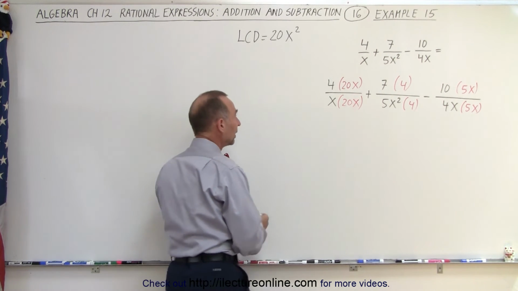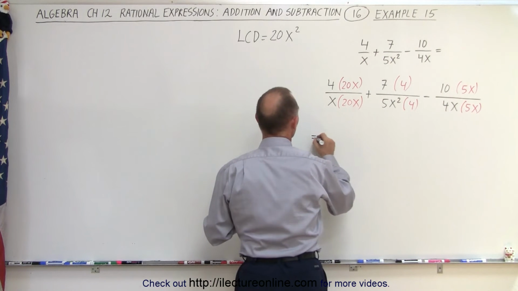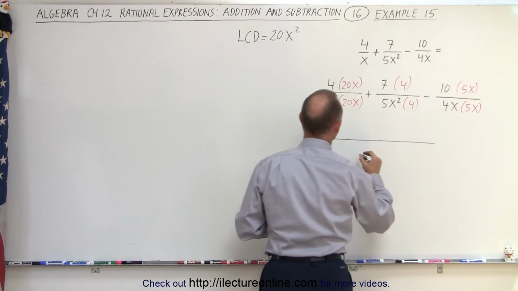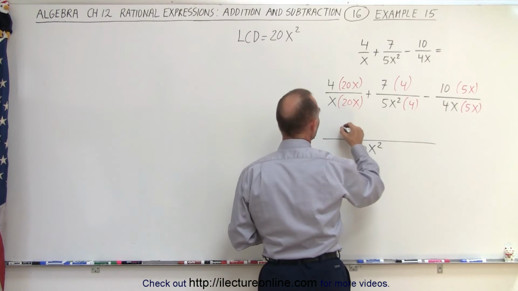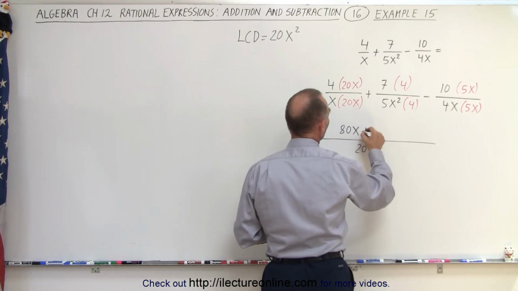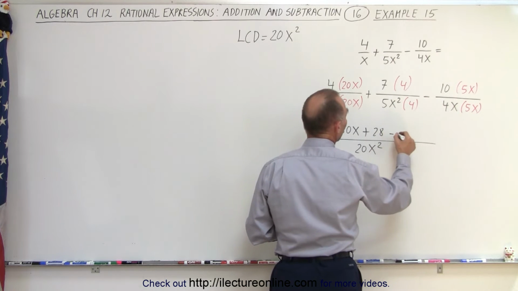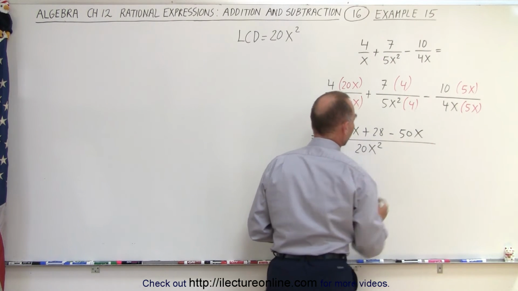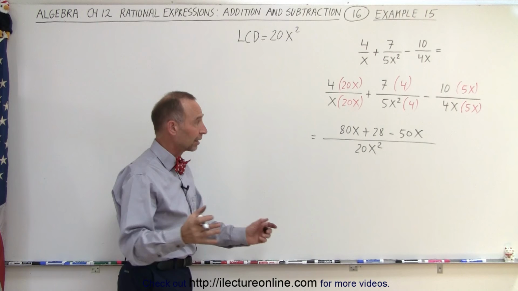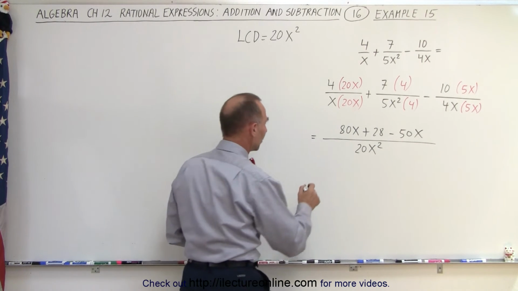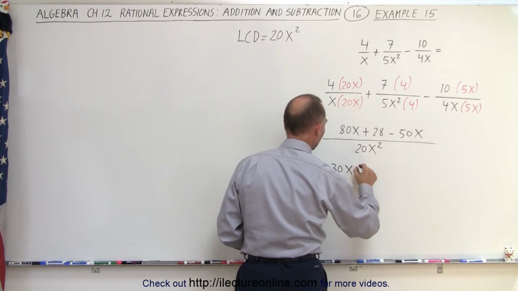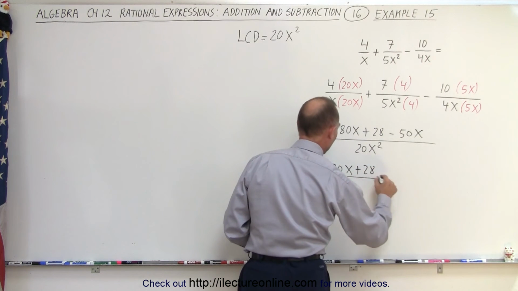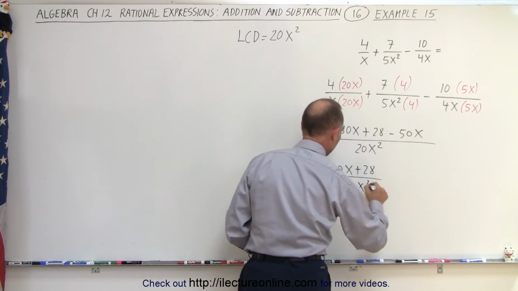And that means we can write each of the fractions over a single common denominator. So 20x squared. And in the numerator, we end up with 80x plus 28 minus 50x. And now again, what we need to do is collect common terms and simplify as much as we can. 80 minus 50, which is 30x, plus 28, divided by 20x squared.